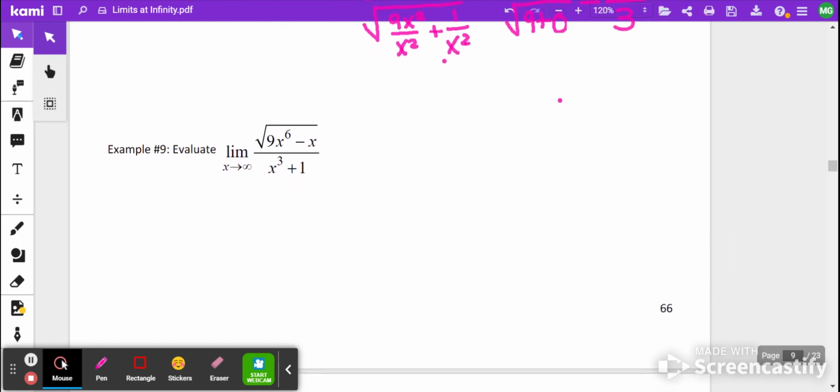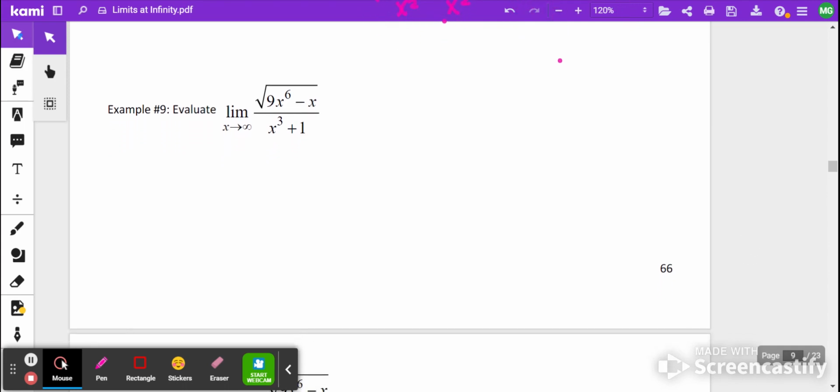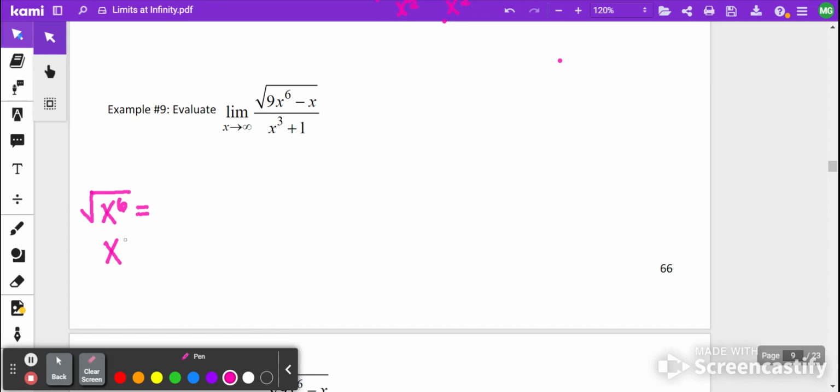So let's take a look at the next problem. And this one looks a little bit different, doesn't it? The difference here is that we have our radical in the numerator. So what we're going to do is very much the same process as before. In the numerator, we're going to divide by x to the 6th. In the denominator, we're going to divide by the square root of x to the 6th, which is x to the 3rd. So just because the radical's in the numerator doesn't change really how we do this.